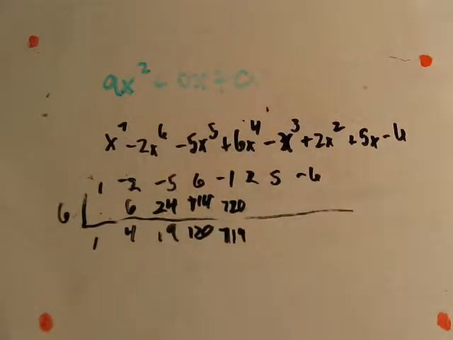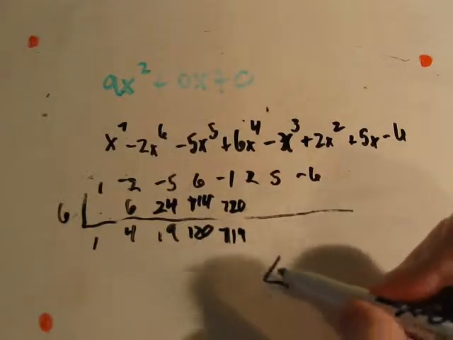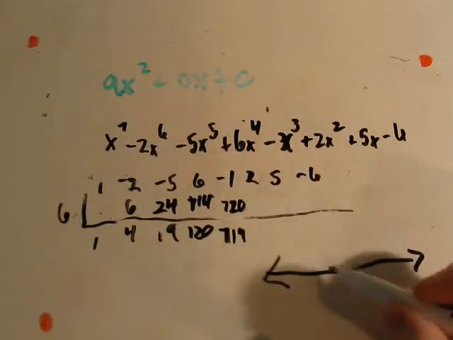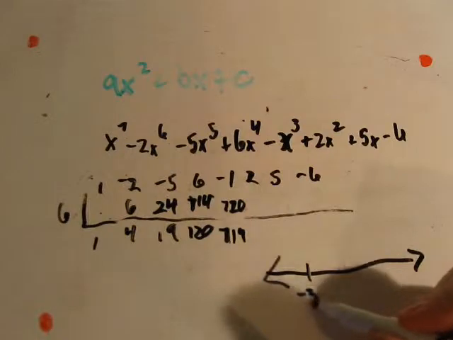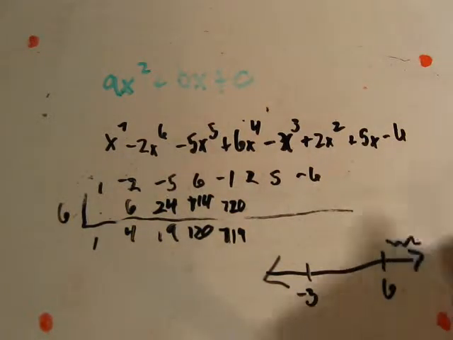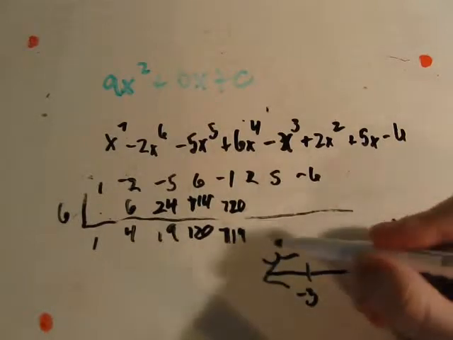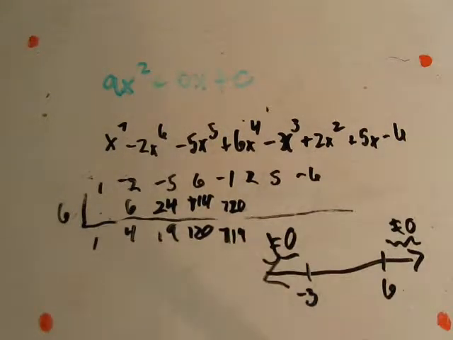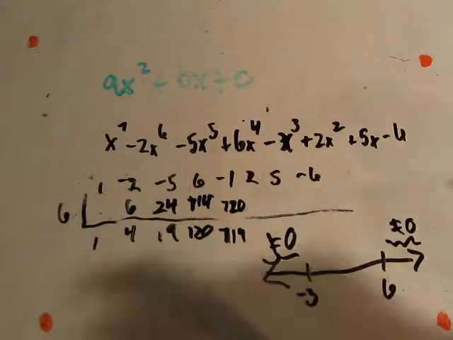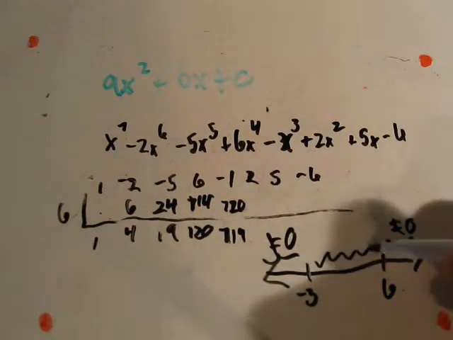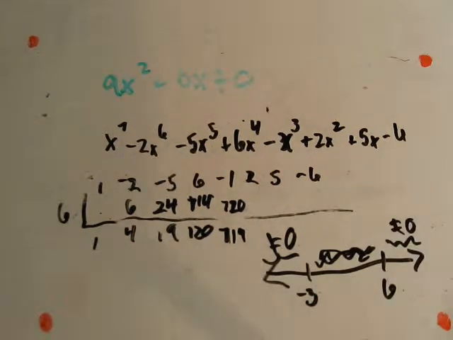So, what can we do? Well, so far we know that we can choose anything between -3 and 6, because anything past here is not equal to 0, or it won't give us a factor with a remainder of 0. So anywhere between here is our answer.